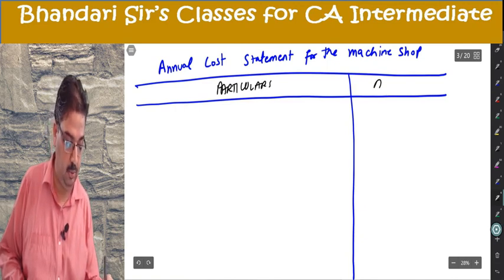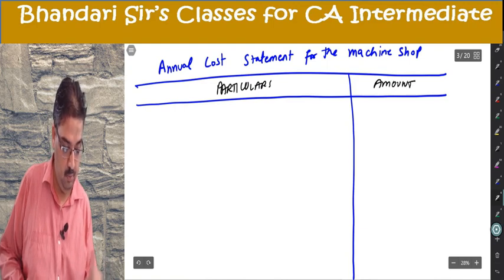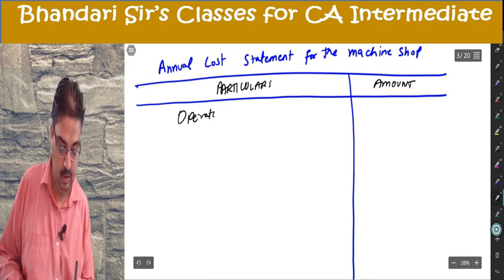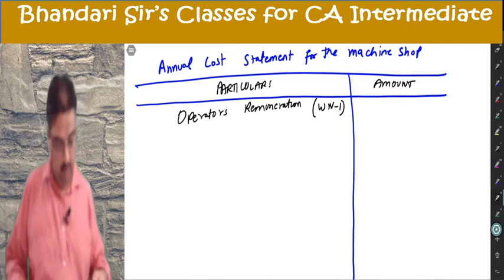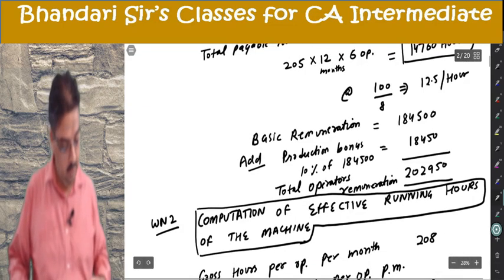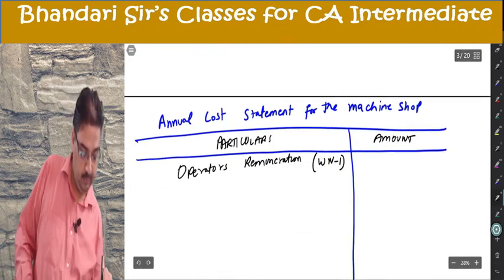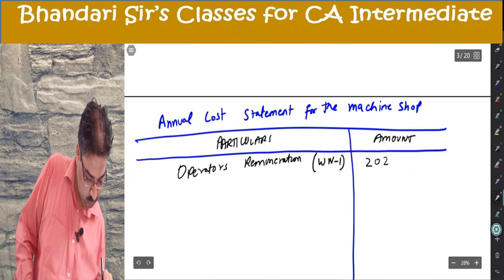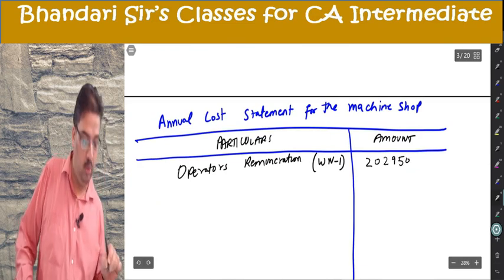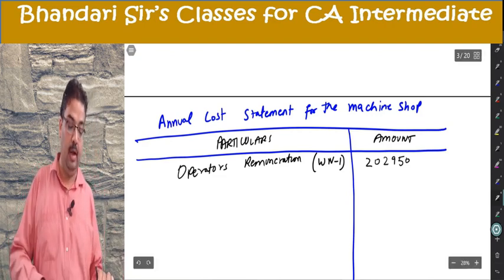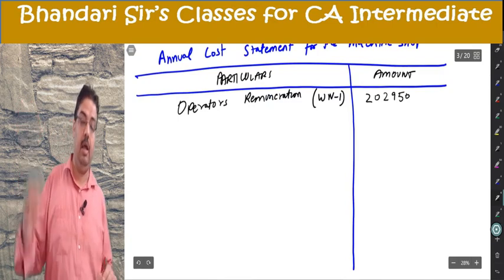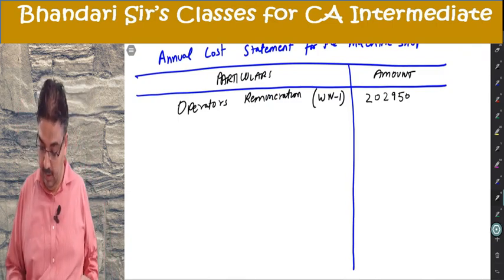Particulars and amount. First thing is operator's remuneration. Refer working note 1. We computed there 2,02,950. It includes basic wages and the production bonus 10% that we have already added. You can show them separately also here, but I have shown it in the working note.